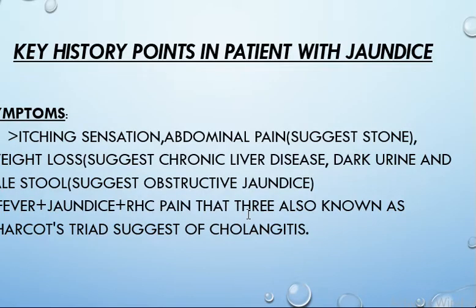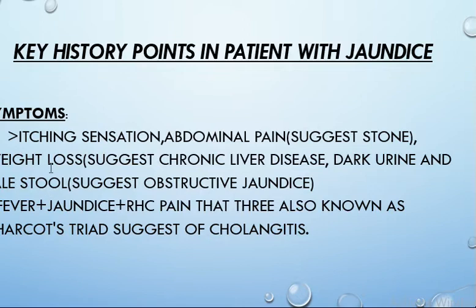Now I will talk about the key history points which you will take in a patient with jaundice. So these are the key history points. If you are suspecting jaundice in a patient, you will find symptoms like an itching sensation, then abdominal pain. If there is abdominal pain, it might be possible there is a gallstone, which we also call stone in the gallbladder.